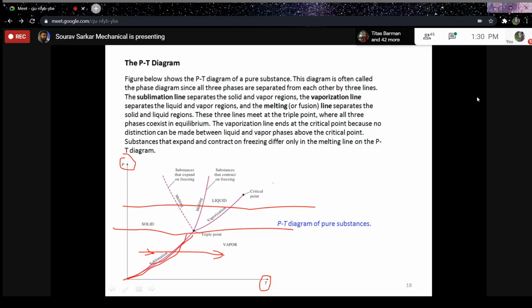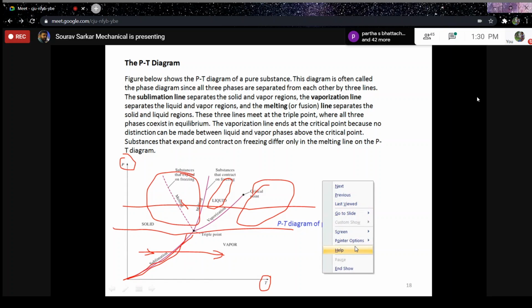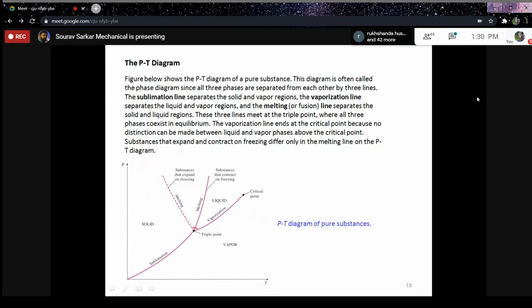at this point of time, please ignore the dotted line. After a certain pressure there will be a solid phase. This zone is solid, this zone is liquid, and this zone is vapor. Okay, now if you look at this point, this is that point where all three phases exist.